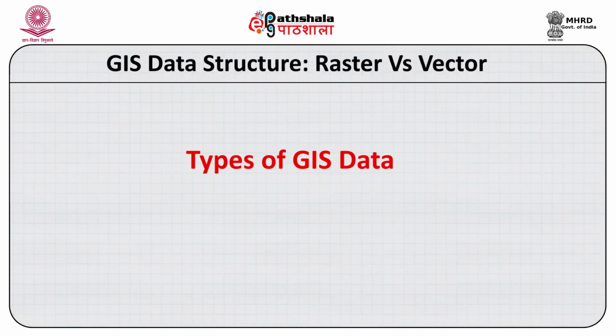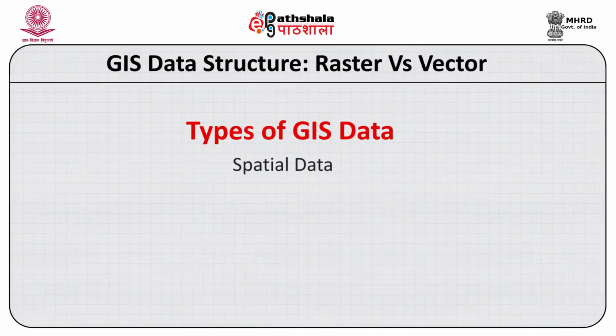So now let us see the different types of geographic data. Data can be classified broadly into two classes. One class is called spatial data and the second is called non-spatial data. Spatial data is data in the form of maps, on a piece of paper. For example, a topo sheet, a cadastral map, or data in the form of an aerial photograph.